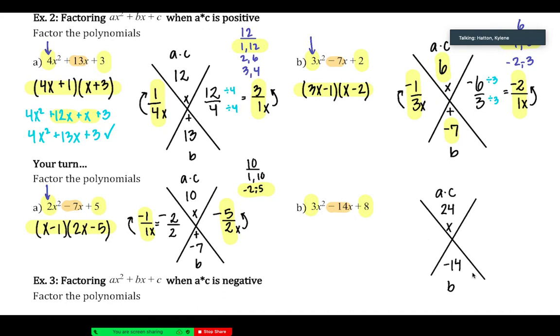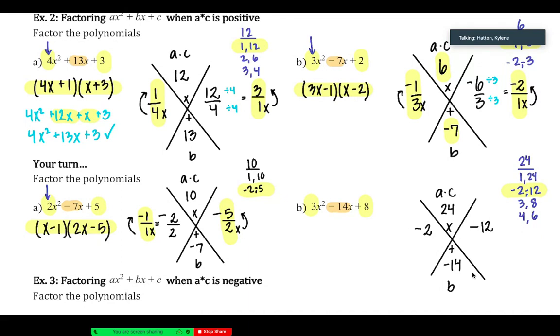I need numbers that multiply to 24 but add up to negative 14. Since they're multiplying to a positive number and adding up to a negative number, they're both going to be negative. Now I can figure out my factors of 24. It could be 1 and 24, 2 and 12, 3 and 8, or 4 and 6. If I make the 2 and the 12 negative, then those will add up to negative 14. So negative 2 and negative 12 are my numbers.